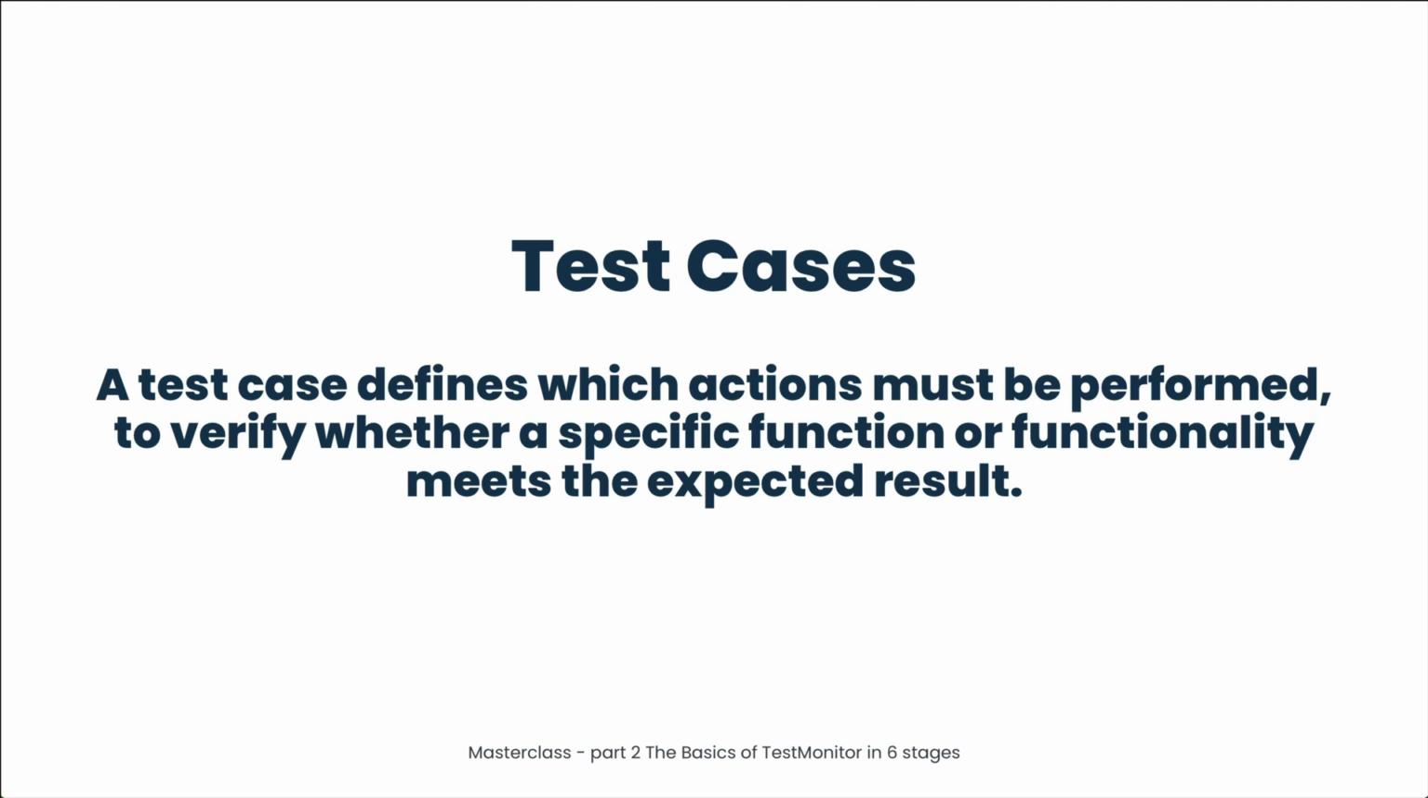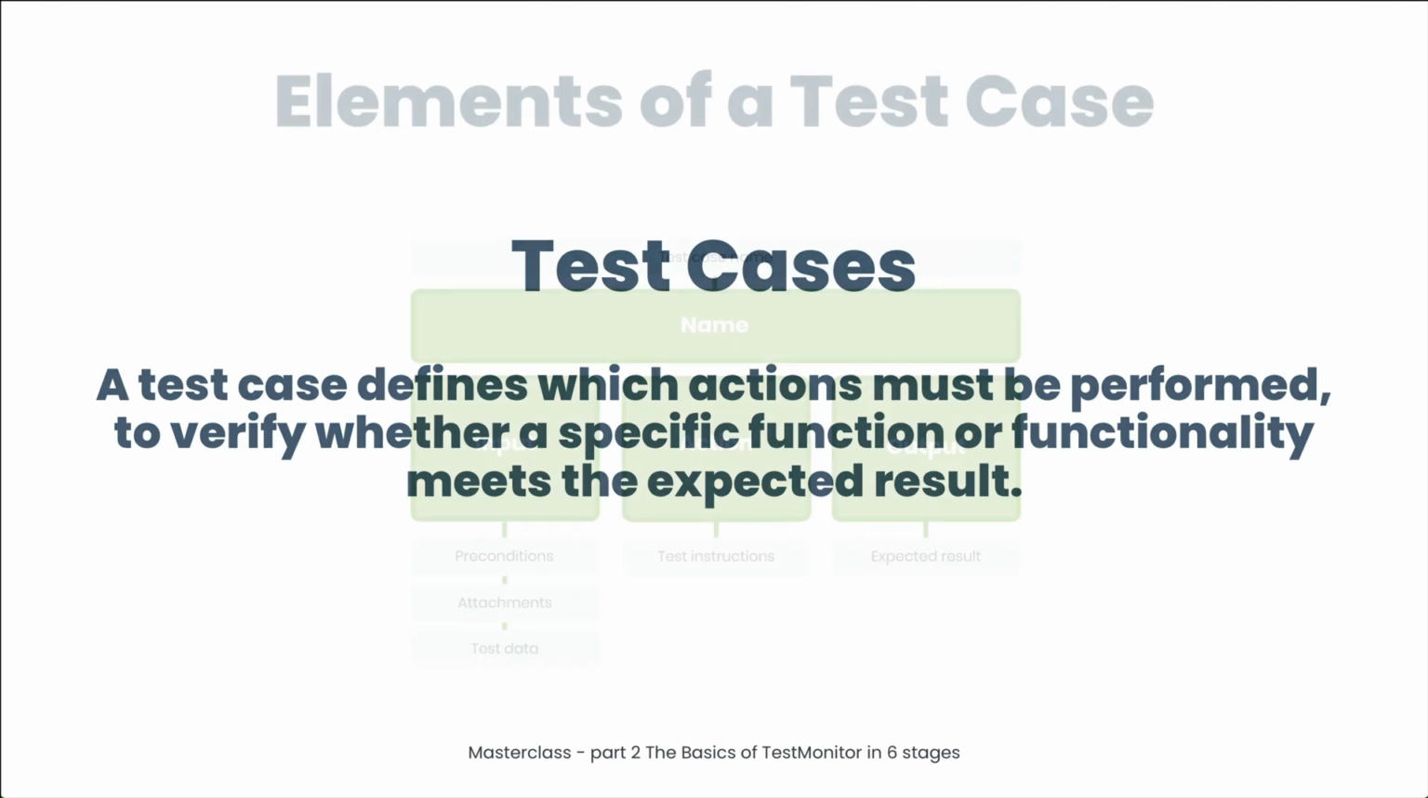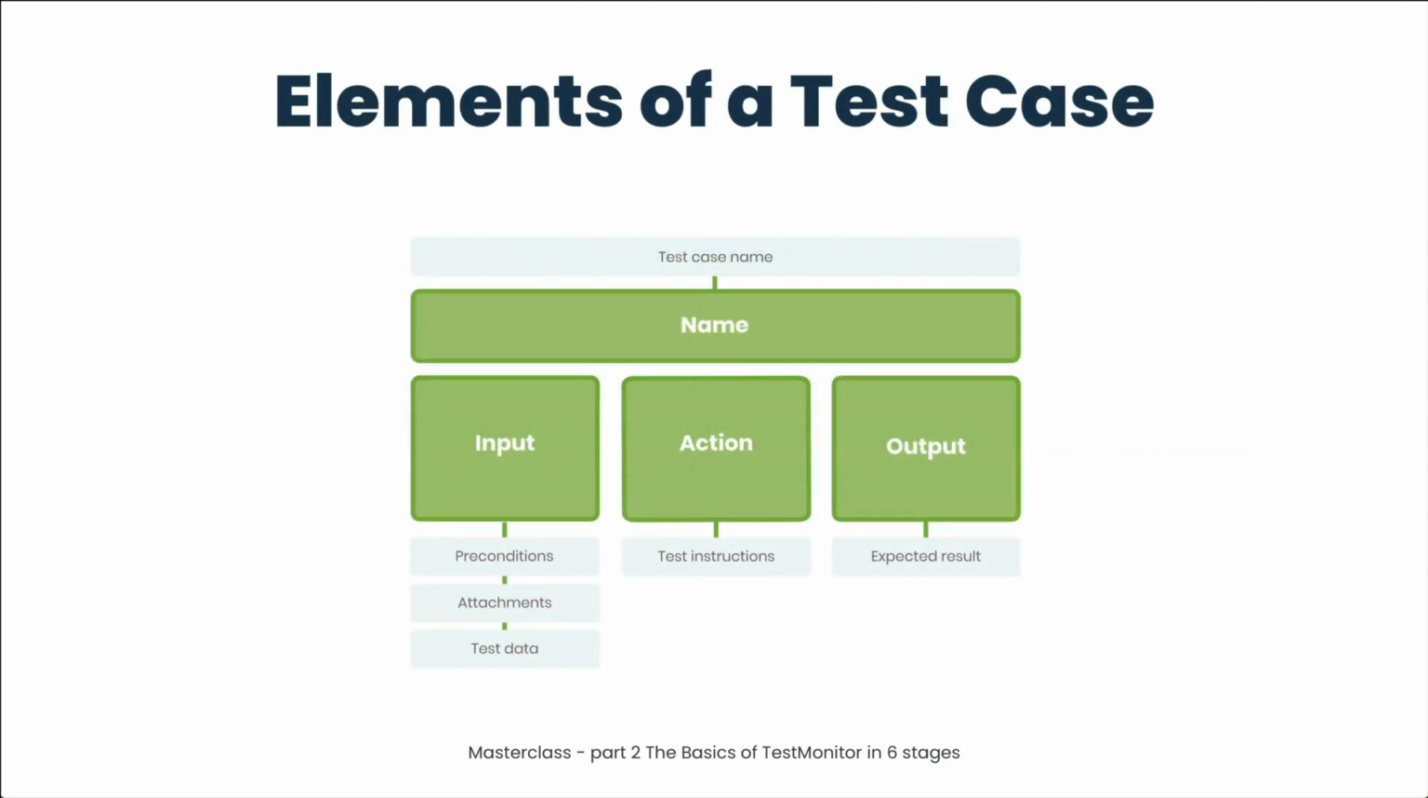But what does a test case actually look like? A test case consists of several elements. First, a test case needs a name. A good naming scheme helps you to easily identify test cases. With a small amount of test cases, it's not that important. But when you're facing hundreds of test cases, you still need to be able to distinguish them.